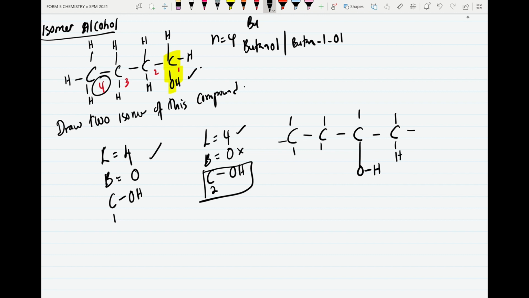Each carbon must have 4 bonding, so all these are filled up with hydrogen. So the name of this compound will be butan-2-ol. So this is the first functional isomer.